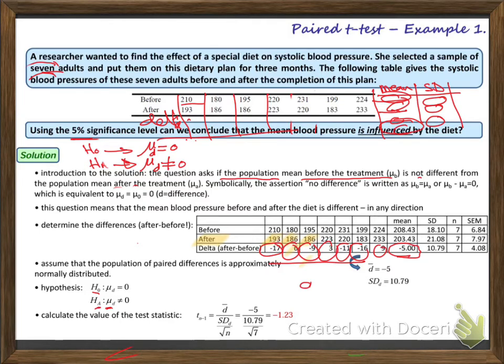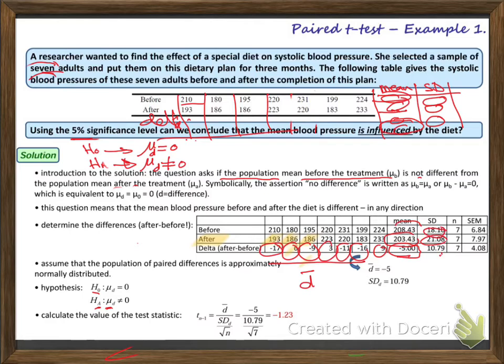This is called delta mean, okay? So this is the difference of the means, the difference between the mean before and the mean after, or the mean after minus the mean before. Standard deviation, the same thing. He got the difference between the standard deviations.